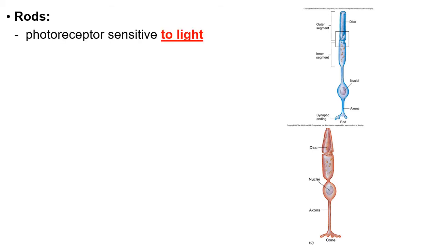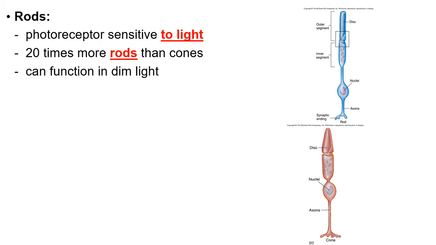So in this picture, we're going to see a rod and a cone. These are the photoreceptors. They almost look like antennae. And what you're looking at is basically a modified neuron. So you see the word axon, you see the word synaptic ending. So they're still going to produce an action potential so that whatever you're viewing can actually be seen. So rods are photoreceptors that are sensitive to light. You contain 20 times more rods than cones. They can function in dim light, so even if the lights are down, rods are doing their job.